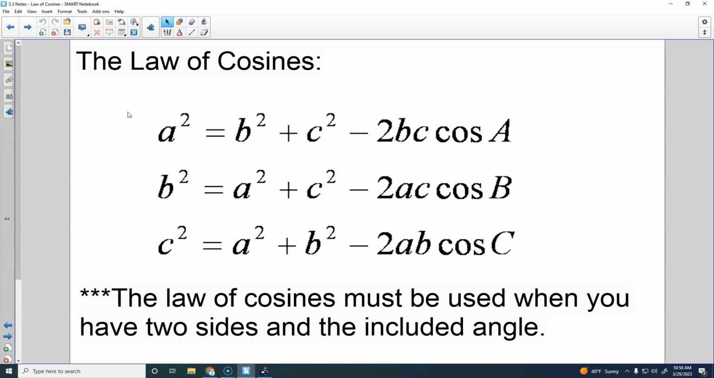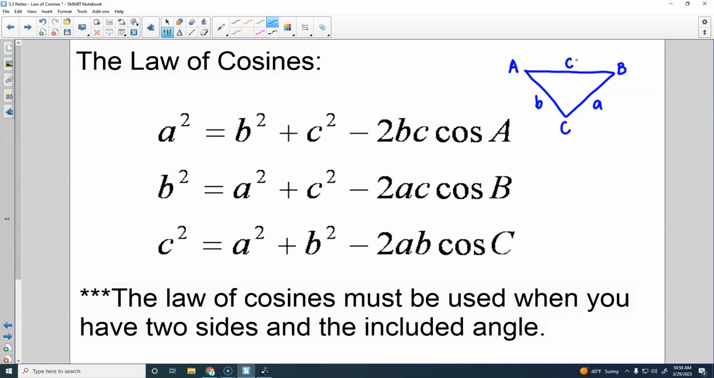The law of cosines, the triangle is set up the same way that we have seen before. Capital A, capital B, capital C are your vertices, meaning lowercase a would be here, lowercase b would be here, lowercase c would be here. So it's listed as three separate formulas, but it's really all just kind of one formula. I will also give you this formula on the board whenever we take a quiz or a test on this.